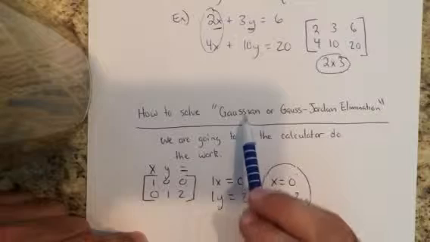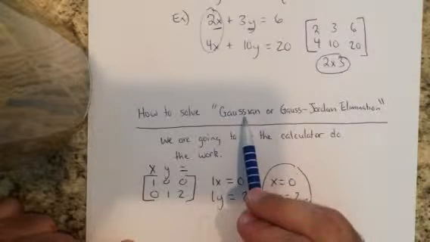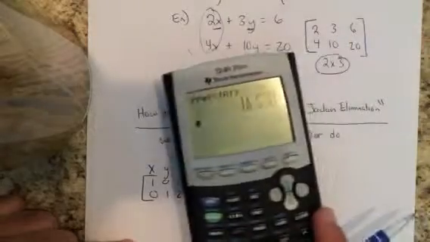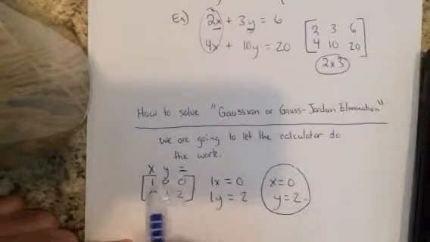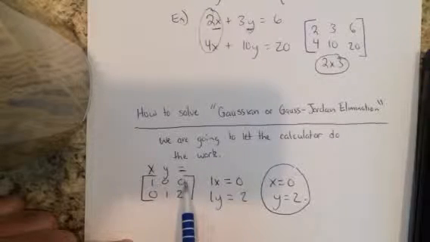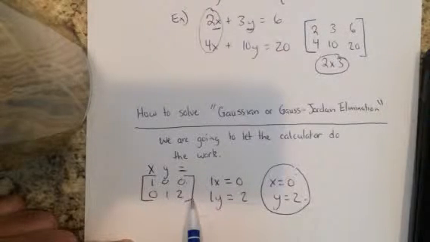So yes, you can do it by hand using the Gaussian elimination or the Gauss-Jordan elimination, but it's a lot easier to let the calculator do all the work. It is going to put it in matrix form. You just have to see that 1x equals 0 and 1y equals 2 is going to be your final answer.